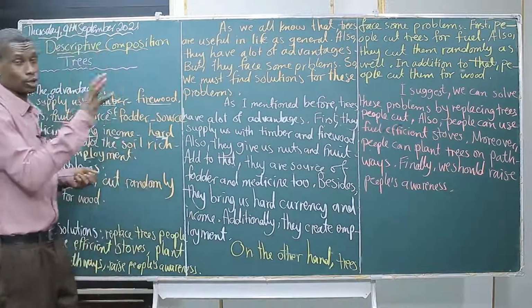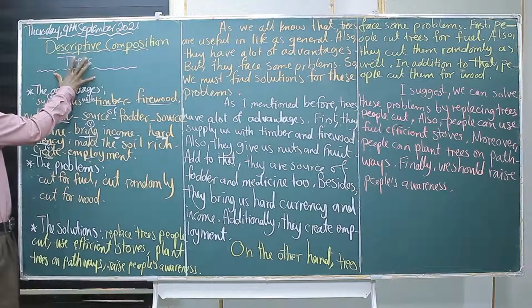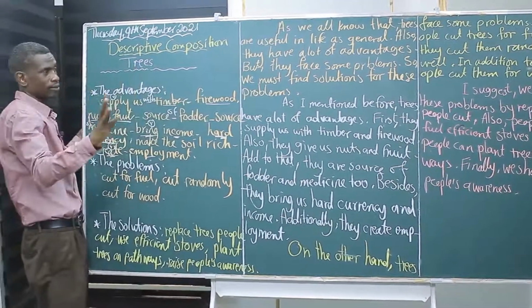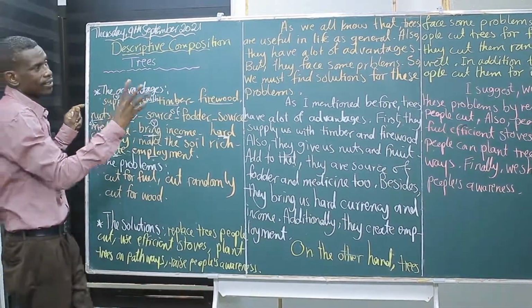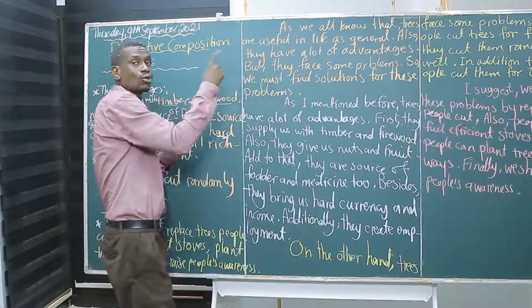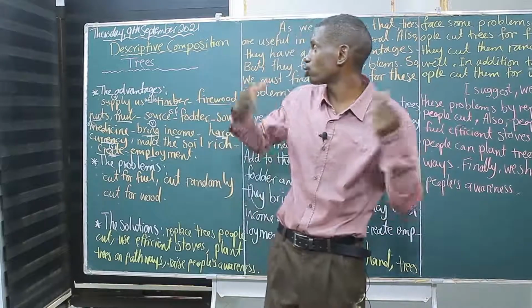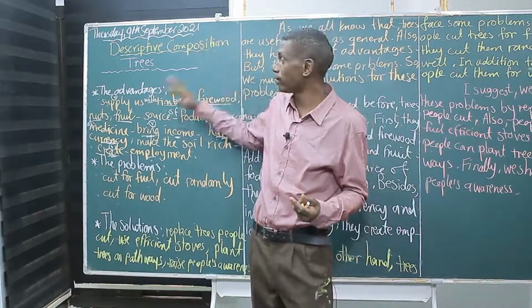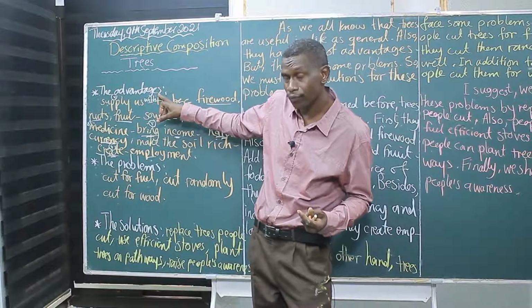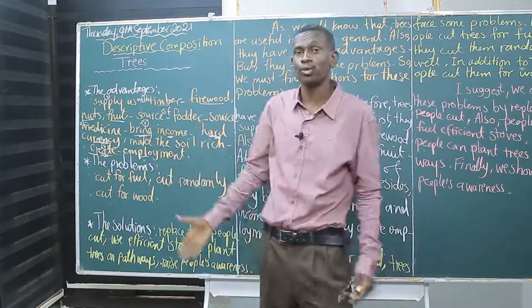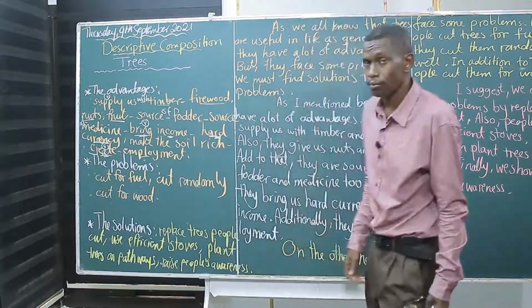So this composition is called descriptive composition. As you noted here, we use the present simple tense, and we always have an introduction. In this introduction, we're going to give the reader a general idea about the topic. We're going to tell him that trees are very useful and they have a lot of advantages, but they face some problems, and we have to find solutions for these problems.